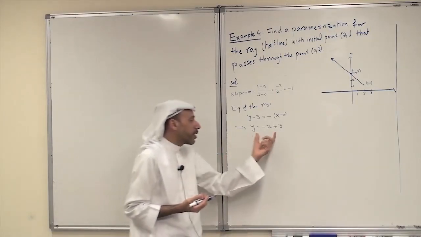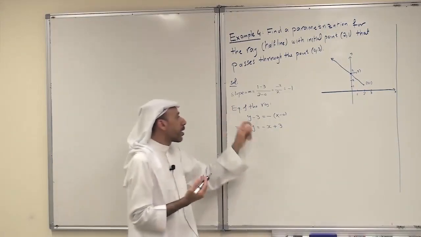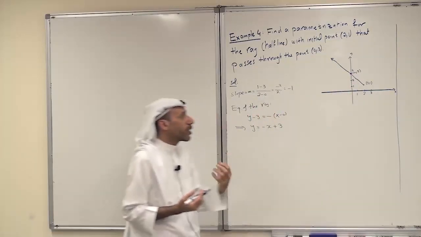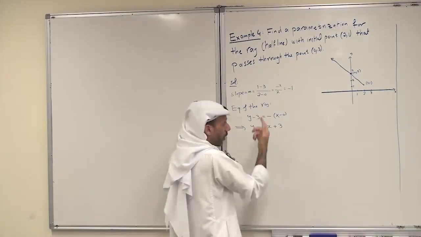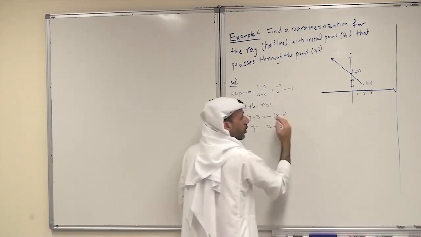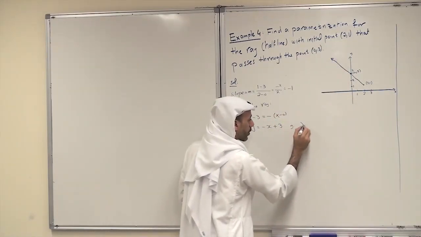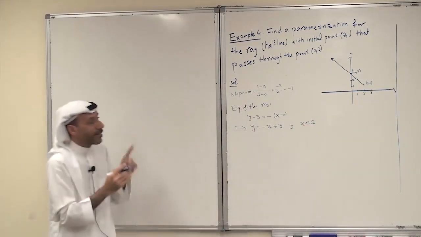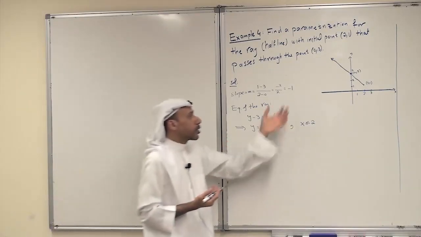Of course, the equation will give us the full line. But I need only the ray, half the line, this part only. And for that, I have to restrict x. I can see from the graph, to get the ray, I have to make x less than or equal to 2, to get this part of the line. So here, I have to say x less than or equal to 2. This represents the given ray. This is the Cartesian equation of the ray.